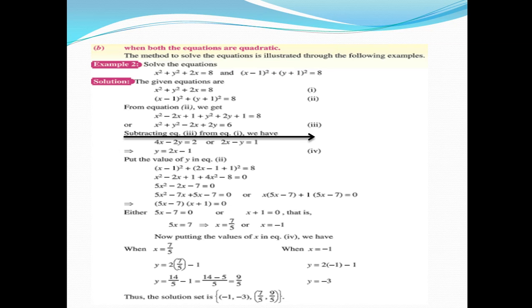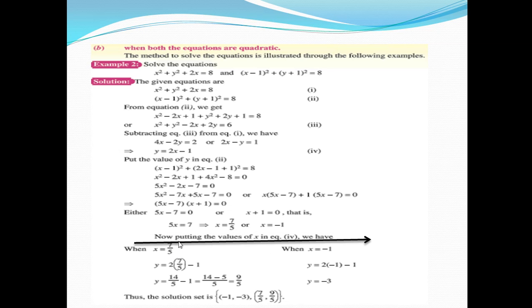Subtracting equation 3 from equation 1, we have 4x minus 2y is equal to 2, and so 2x minus y is equal to 1. These are the two equations, solved by y is equal to 2x minus 1, and put in equation number 2. Then after simplification we get 5x minus 7 and x plus 1 is equal to 0. After the middle term break method, we get 5x minus 7 is equal to 0, and after simplification x is equal to 7 by 5 and x is equal to minus 1.